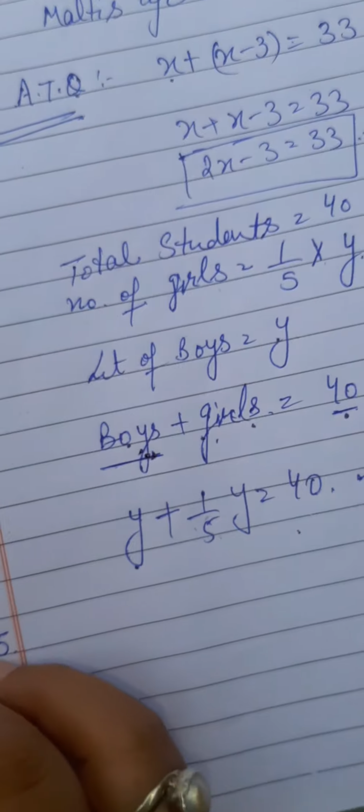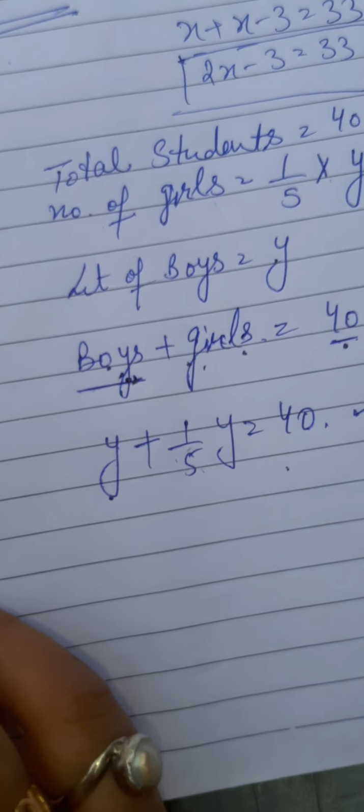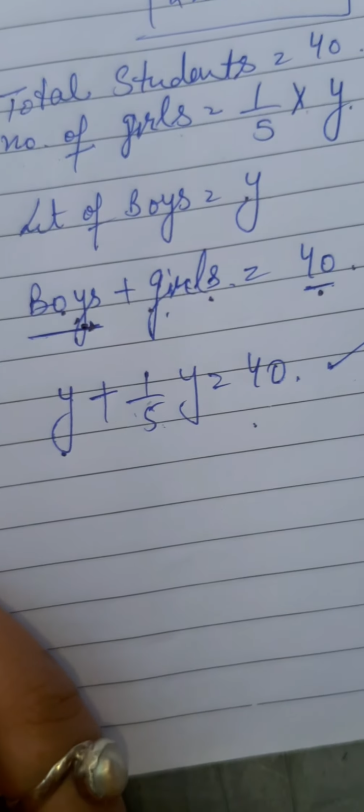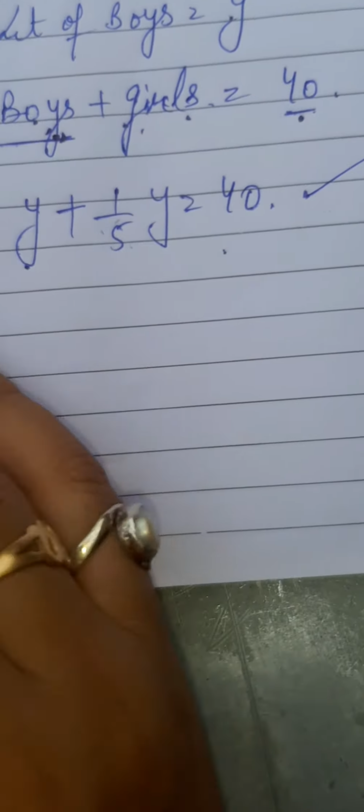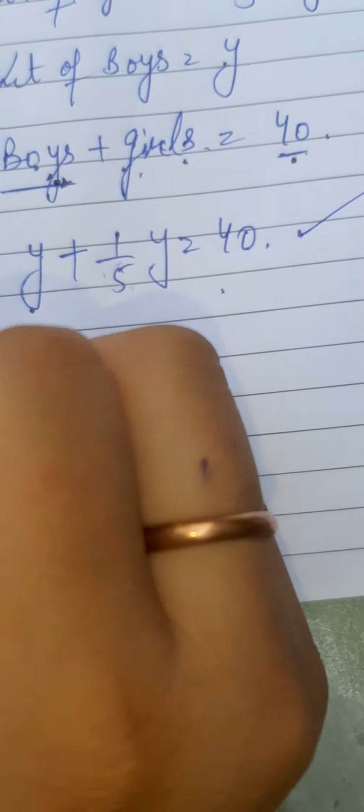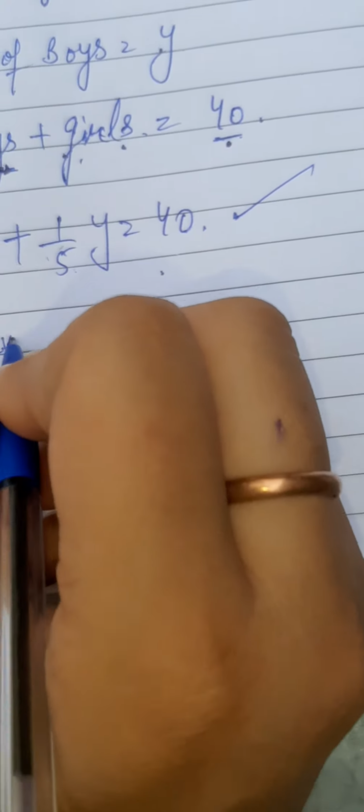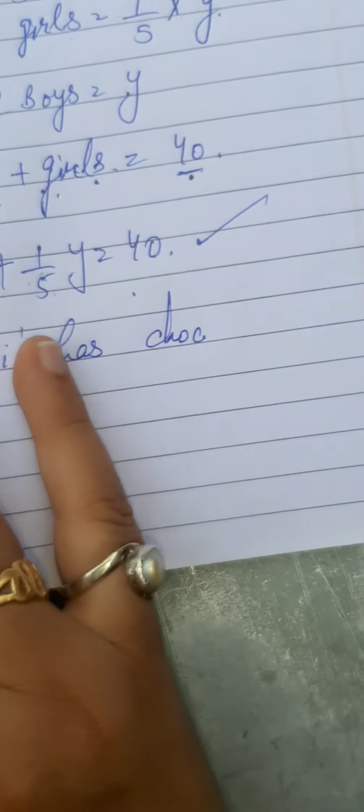Now question number 5. Priya has 7 chocolates more than 3 times. Means in this question we are talking about Tanvi and Priya. So we will let Tanvi has chocolates. How many chocolates?